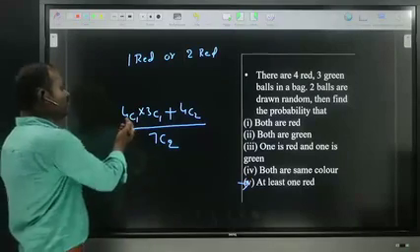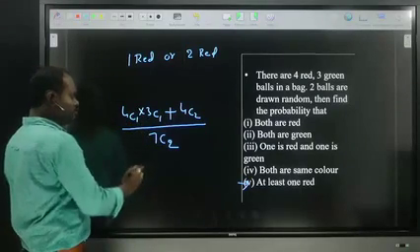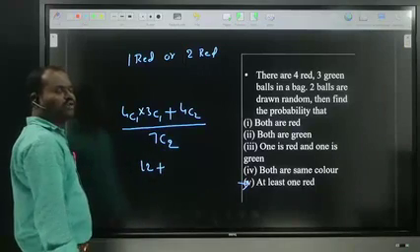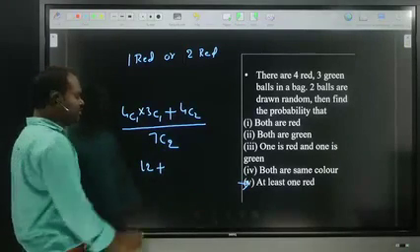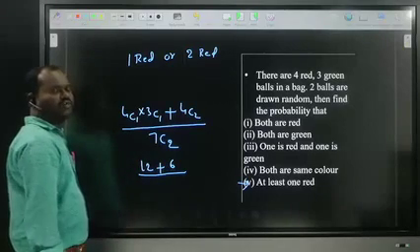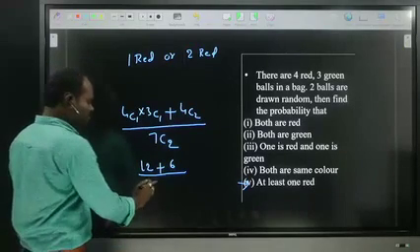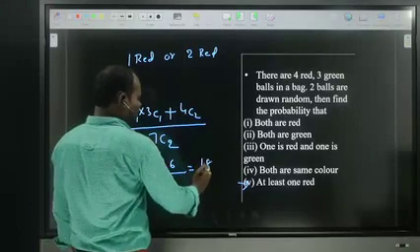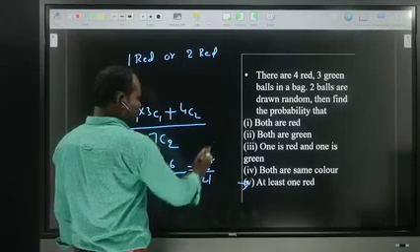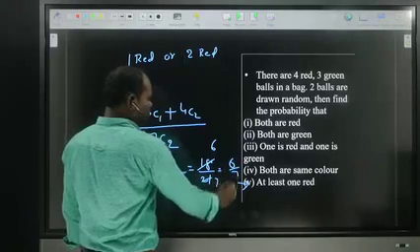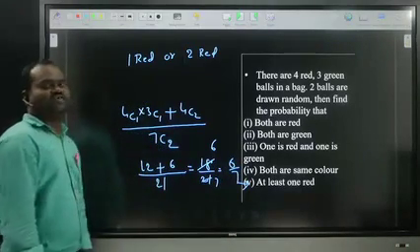Right, 4C1 means 4, 3C1 means 3. 4 into 3 is 12. Plus 4C2 means 4 into 3 by 2, 12 by 2 means 6. 7 into 6 by 2, 42 by 2 means 21. Okay? 12 plus 6 is 18 by 21. 3 6s are 18, 3 7s are 21. So what is the answer? 6 by 7. Is it clear? Answer is 6 by 7.